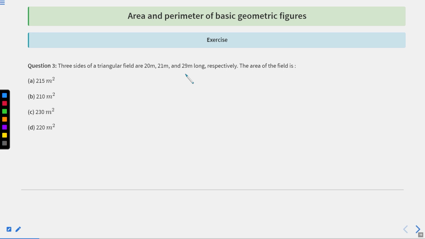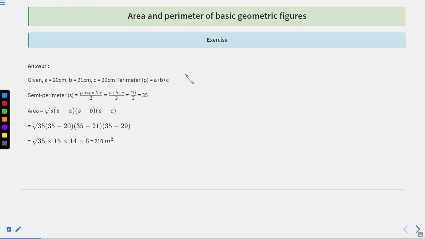Are the three sides equal? No. So that means you are not going to use the area of an equilateral triangle formula. So you are left with half base into height and Heron's formula. Since sides are given, I am going to use Heron's formula. So let A equal to 20, B equal to 21, C equal to 29, and the perimeter will be A plus B plus C, and the semi-perimeter, that is S, will be perimeter upon 2. So (A plus B plus C) by 2 equal to 70 by 2, and that is 35.